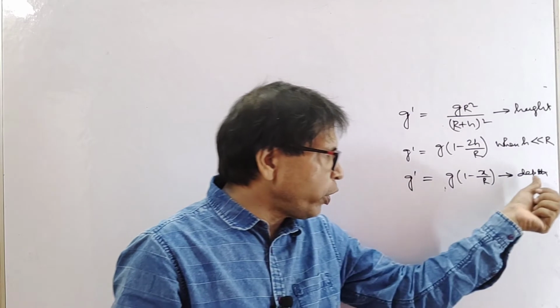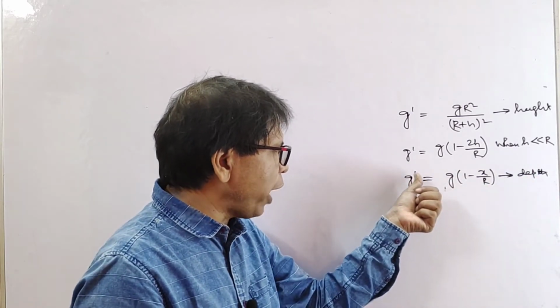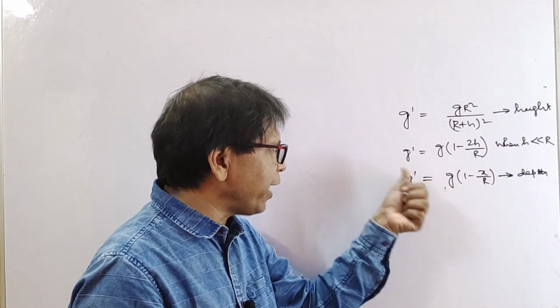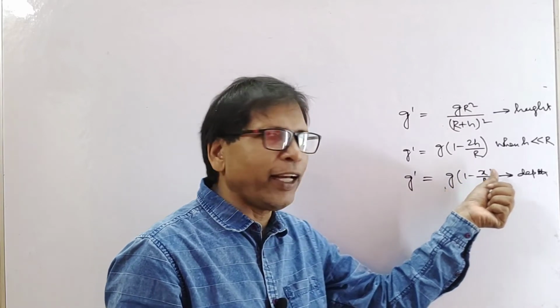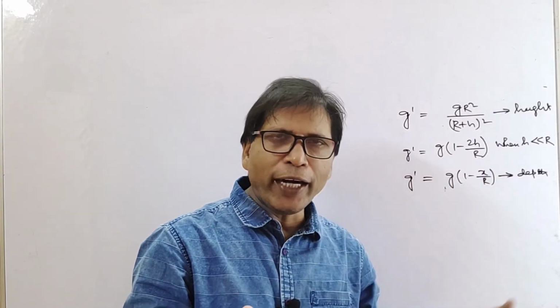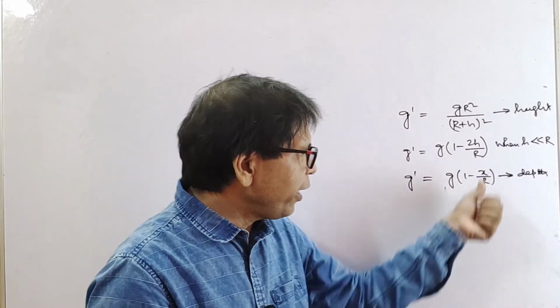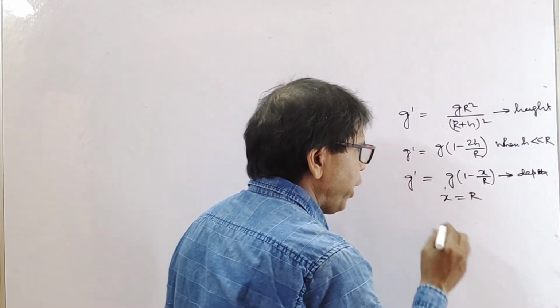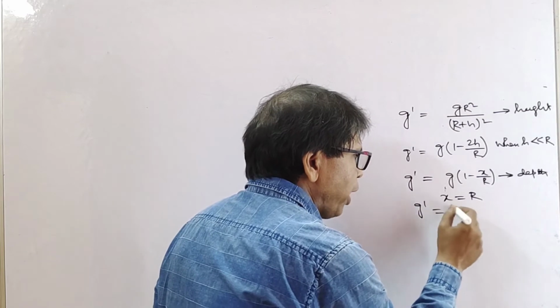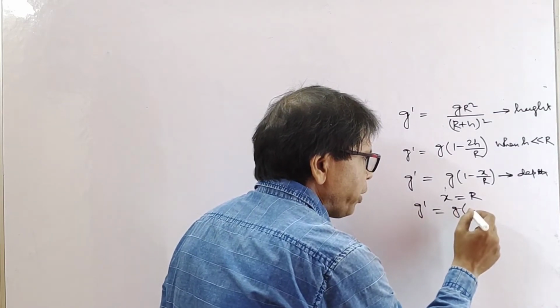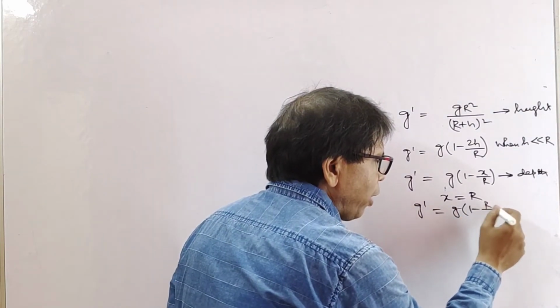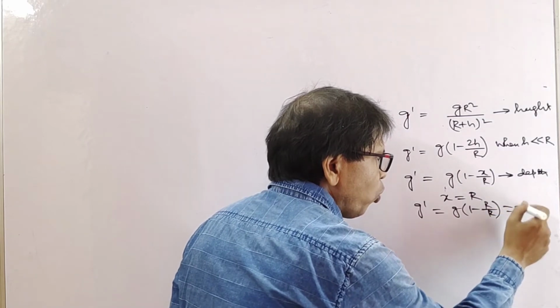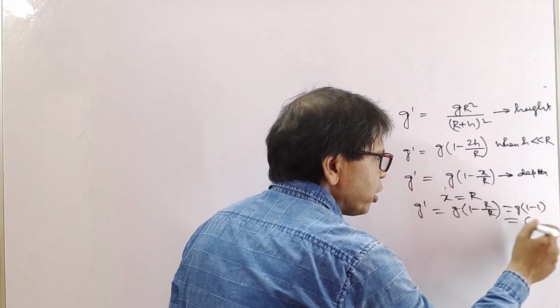And due to depth, the acceleration due to gravity, look at this, g dash equals g into (1 minus x by R). So look at this, at the center x equals R. So at the center of the Earth, acceleration due to gravity is g into (1 minus R by R). So this is 1 minus 1, so this is 0.